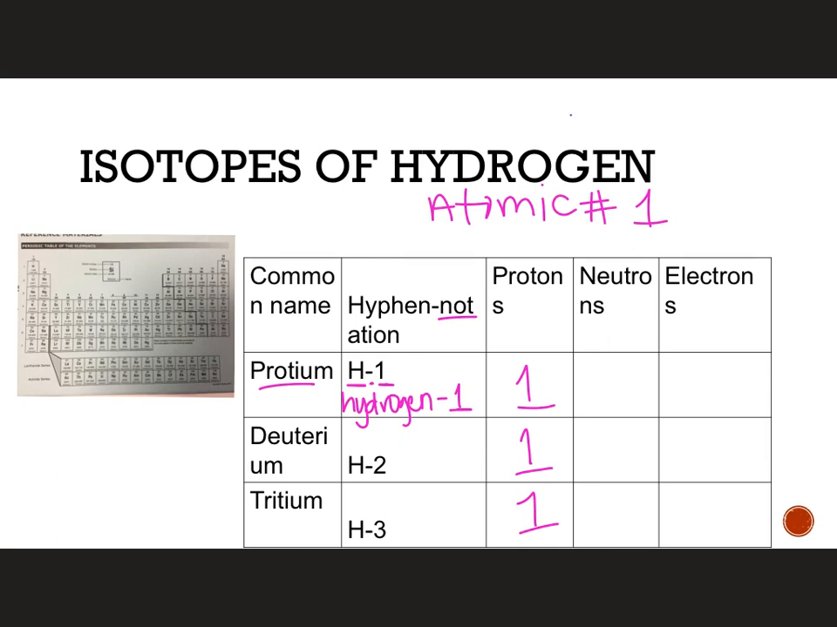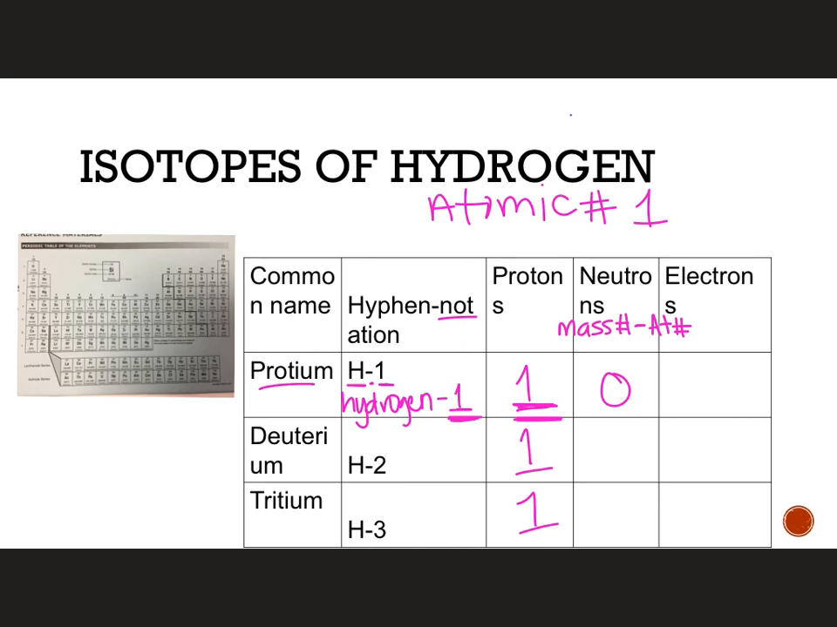When we're talking about the neutrons, we're going to be paying attention now to our mass numbers. So remember, your neutrons are going to come from your mass number minus your atomic number. Okay? So your mass number is 1 minus your atomic number of 1. So really, the protium, or hydrogen 1, doesn't have any neutrons. It's just the proton that's accounting for most of its weight.